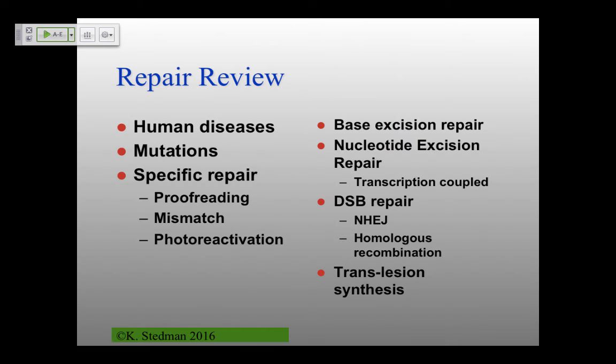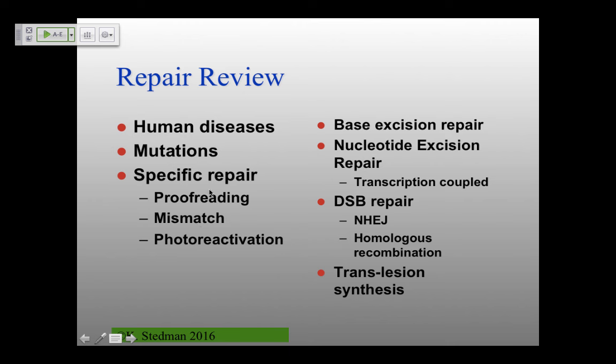Okay, so we basically talked about all of these things already. Last time, we talked about some of the human diseases, again, particularly cancers, which very often, at least the hereditary cancers, have mutations in genes which are important for DNA repair. Those mutations, transitions, transversions, which we just talked about in the beginning. How do you do very specific repair?